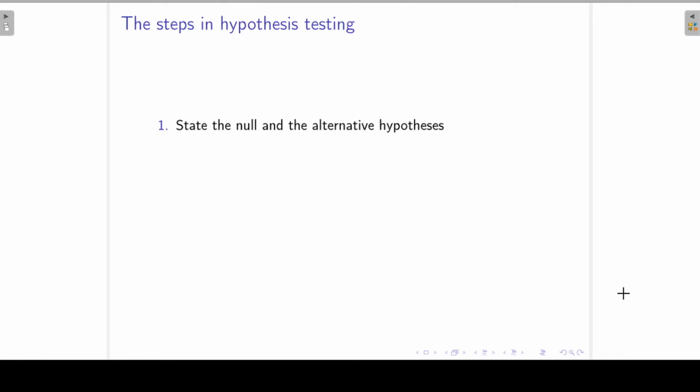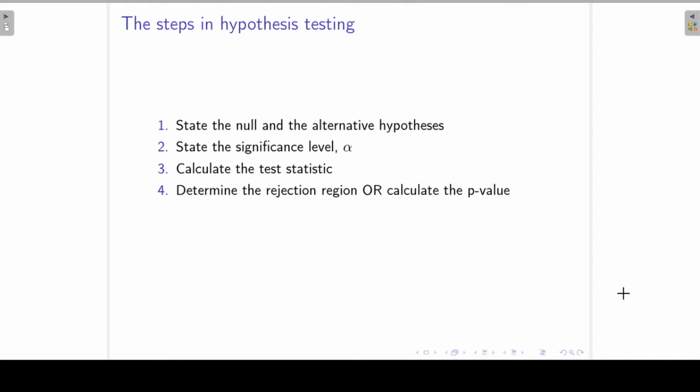The first step would be to state the null and alternative hypotheses. Then the second step is to state the significance level alpha. And by now, hopefully you know what the significance level or alpha value means. Then in step 3, we will collect our evidence. We will collect data in the form of a sample and calculate our test statistic from the sample data. Then in step 4, we will determine the rejection region, or we will calculate the p-value.